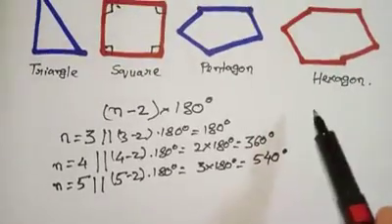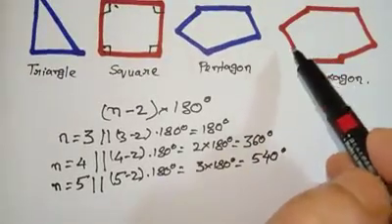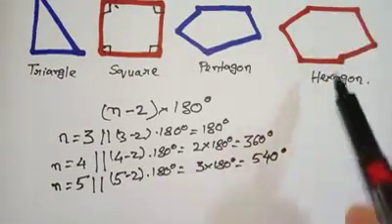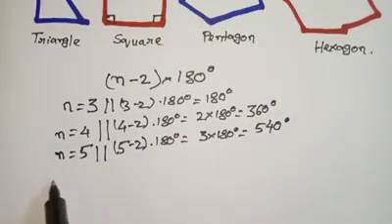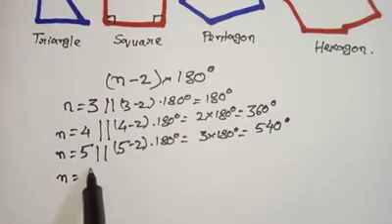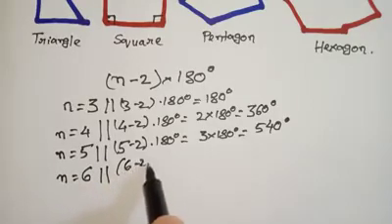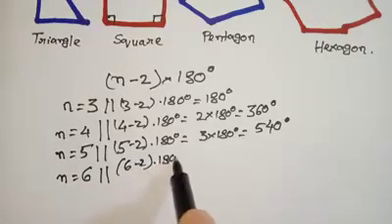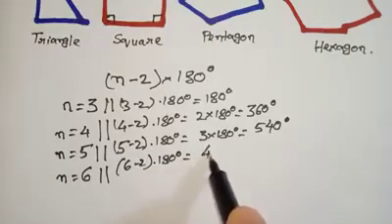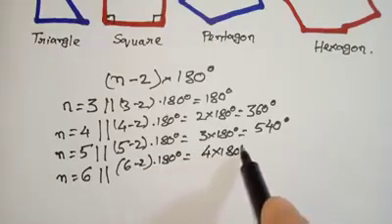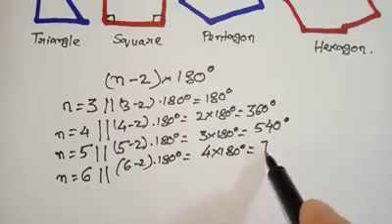Let us find it for the hexagon. So how many sides do we have? 1, 2, 3, 4, 5 and 6. This is a regular hexagon. So let us see what it can be. n equals 6. So we find 6 minus 2 multiplied by 180 degrees equals 4 multiplied by 180 degrees, which gives us 720 degrees.